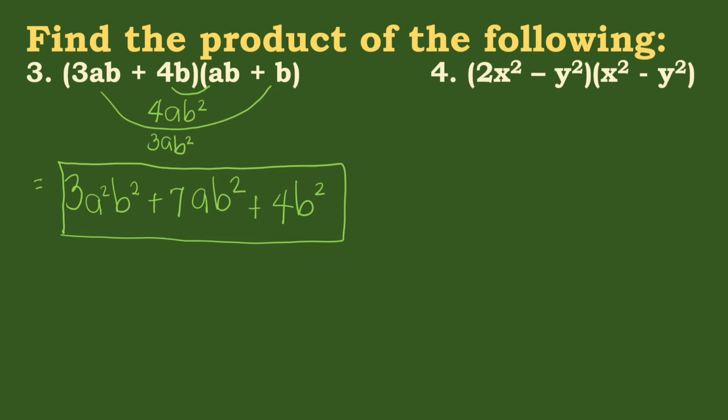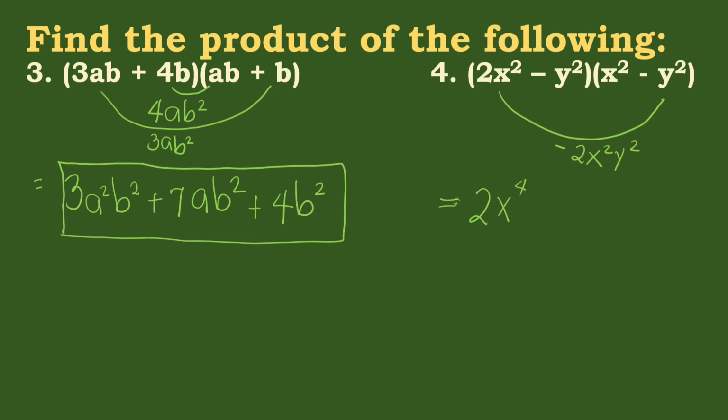Okay, number 4. So in number 4, we have 2x squared and x squared as the first terms. So when we multiply that, that would become 2x raised to 4. Alright? 2x squared times x squared is 2x raised to 4. Now let us get the outer product. So that would be 2x squared times negative y squared. So negative 2x squared y squared.